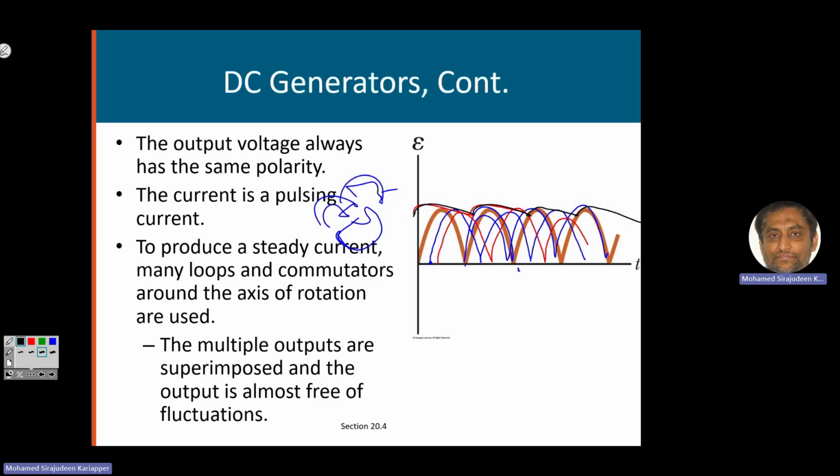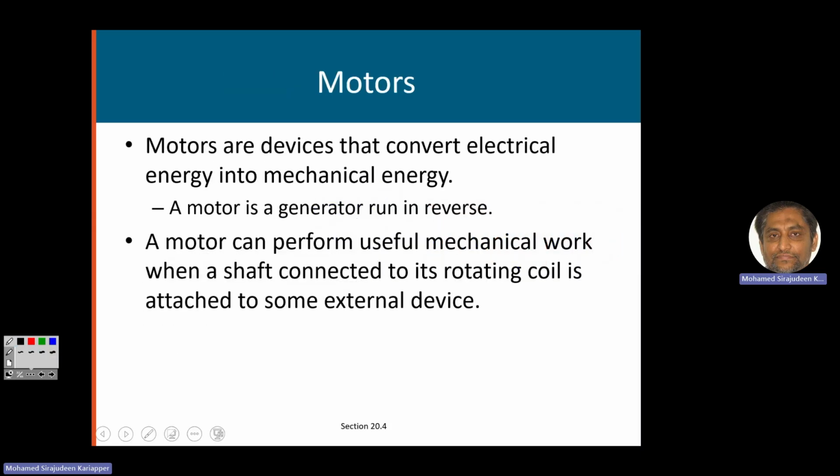So to produce a steady current, many loops and commutators, the number of loops will also be high, and many commutators at different angles, that will end up in almost steady current. Then there'll be other techniques to make it even flatter, but we will not go into the details there. Right. So we just finished one section about the AC generator.